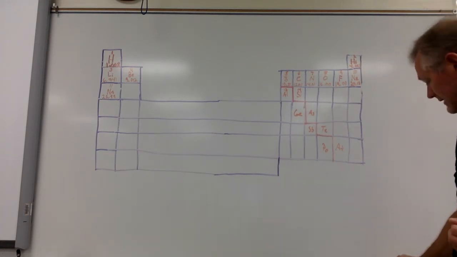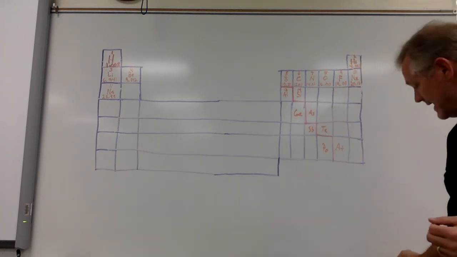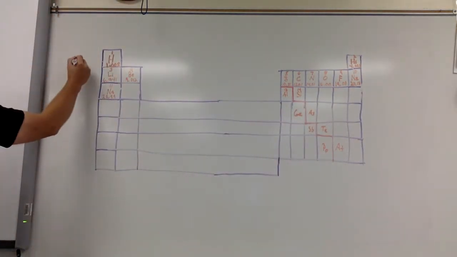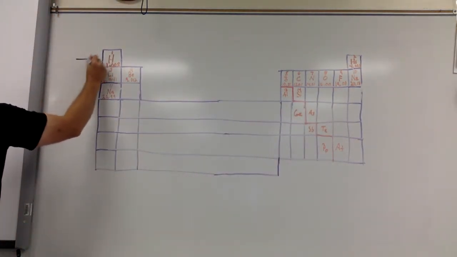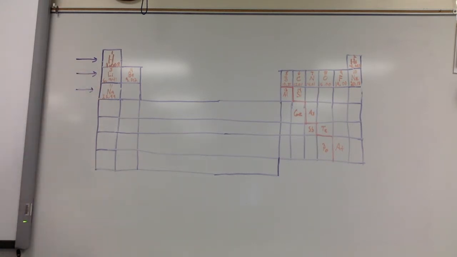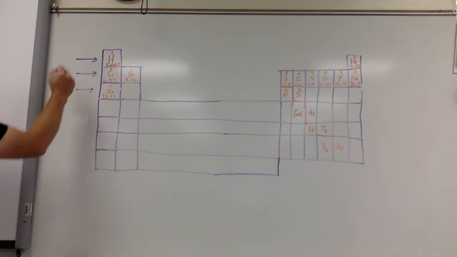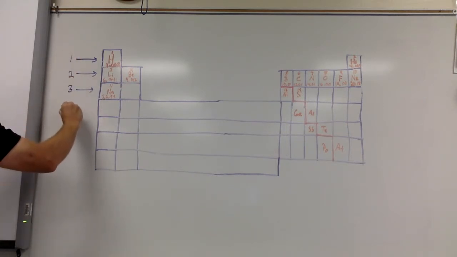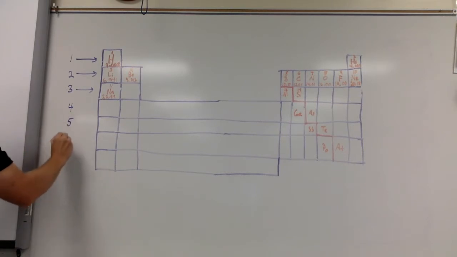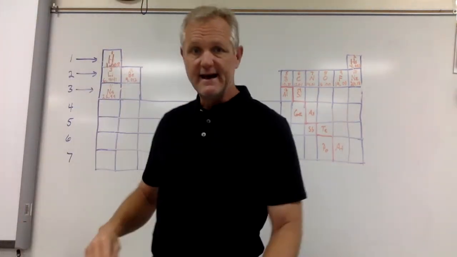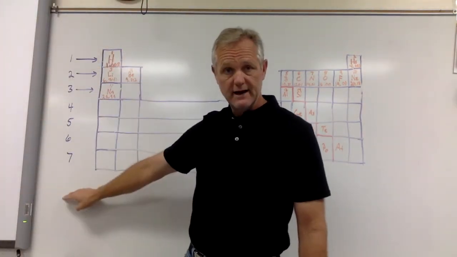First of all, let's look at what is called a period. So periods on a periodic table are going to go horizontally across the periodic table. So if I look at this, this is going to be 1, 2, 3, 4, 5, 6, 7. So our modern periodic table has 7 periods, 1 through 7.